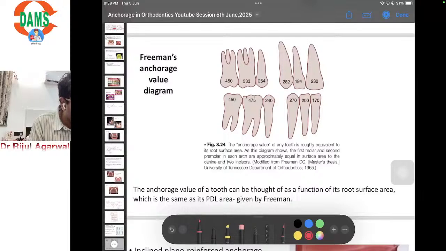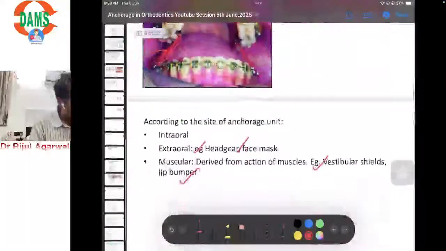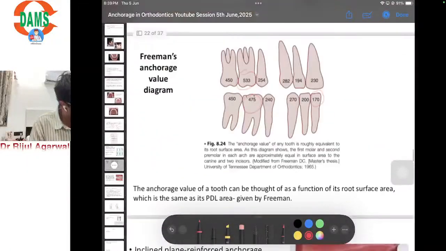So most, you need to remember the most, the least, and the first lower molar. Most is of the maxillary first molar, least is of the mandibular central incisor, and the mandibular first molar is 475 milligram per mm square of root surface area.